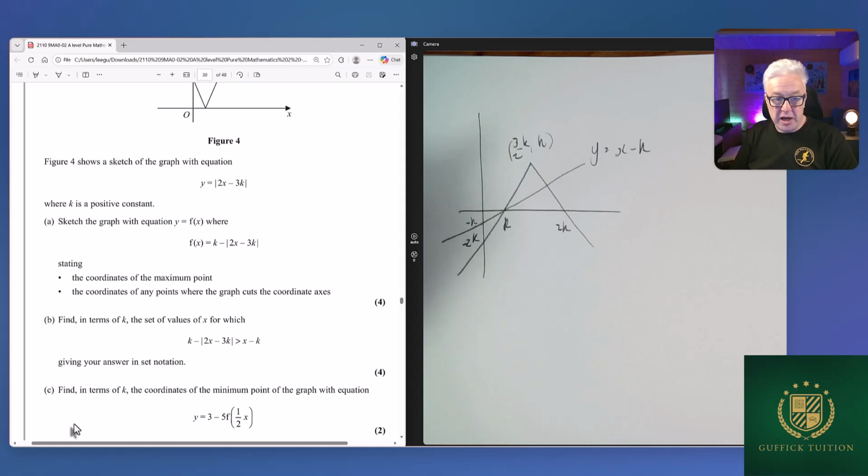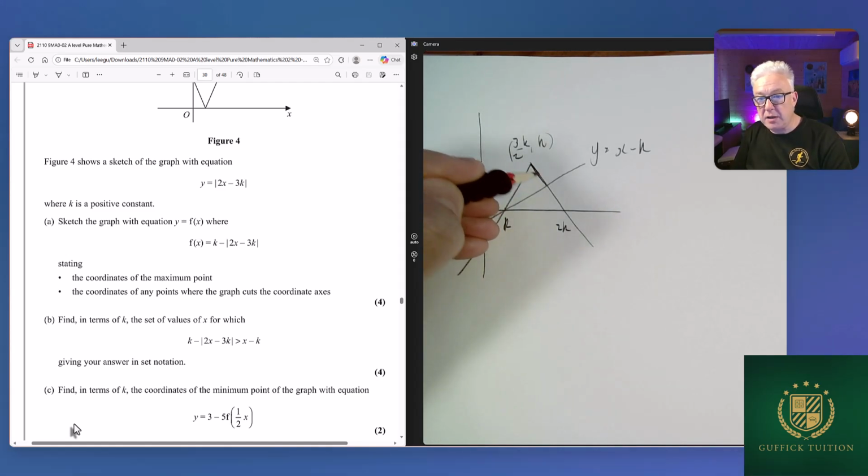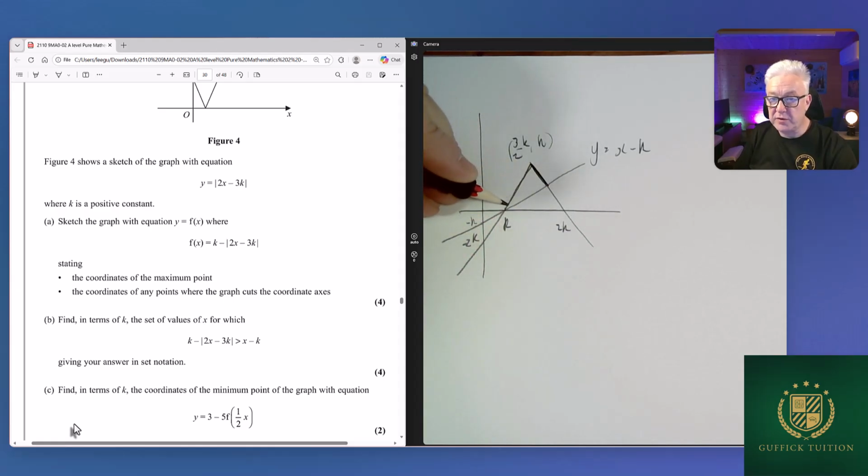And we're trying to find out where is the range of values where this graph here, the modulus function graph, is above the line that we've just drawn.